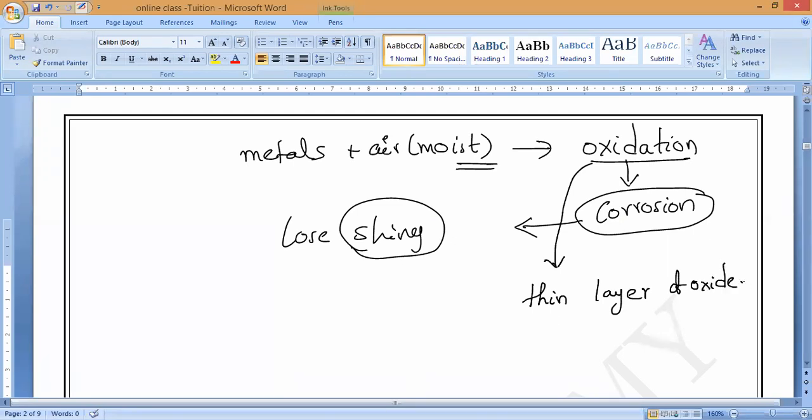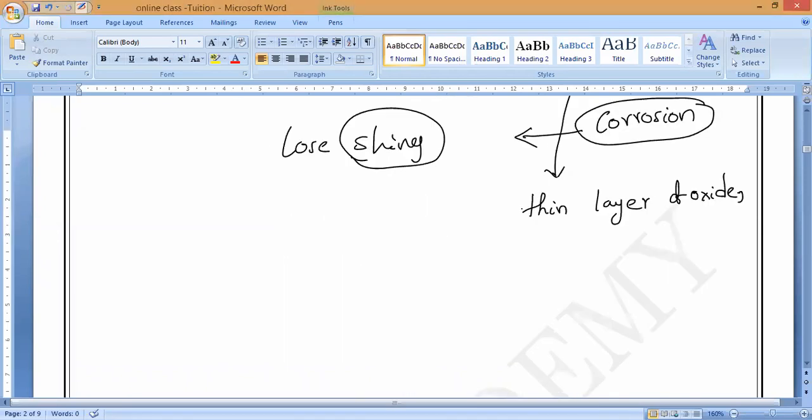Iron oxide. Also see, suppose we take copper. Copper will form what? Copper will never form copper oxide. Copper will form some other thing. Copper carbonate. Have you remembered? Copper hydroxides and copper carbonates. They will form copper carbonates. Understand? Carbonates they will form. And some will form sulfides. So like this, mixed products will form.